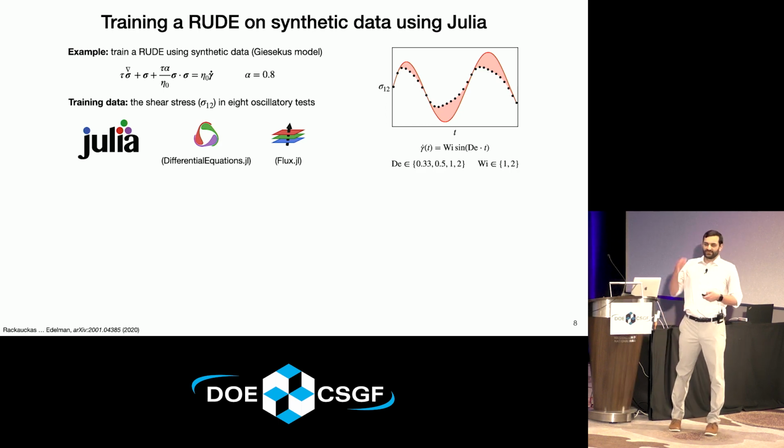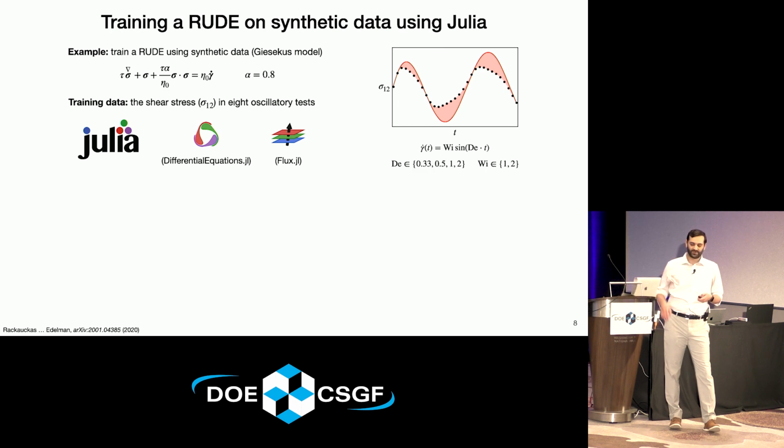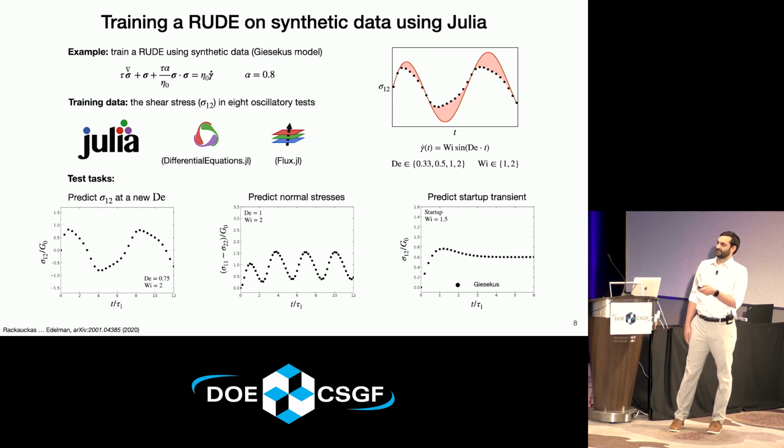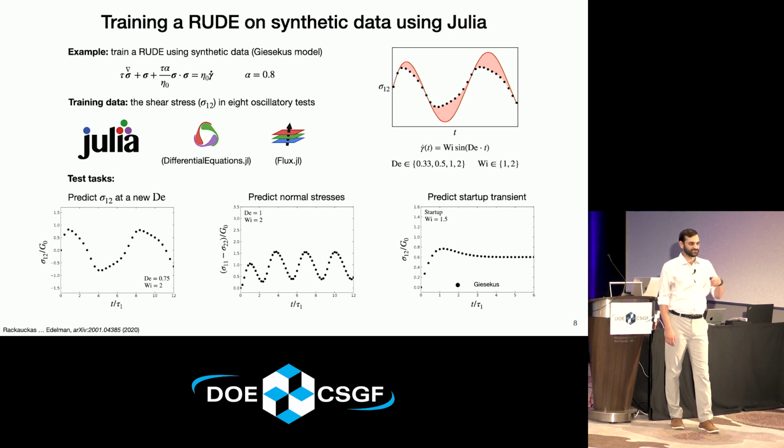So here I've generated some synthetic training data from a known constitutive equation. I'm generating 8 oscillatory waveforms to train on, and using some nifty packages in the Julia language to do the training. And then I'm going to ask the model to predict 3 test tasks. I should note that for the training data, I'm just retaining one of the off-diagonal elements of the stress tensor, so the shear stress. And that's all the model's going to see during training.